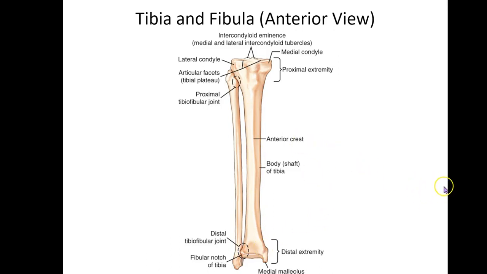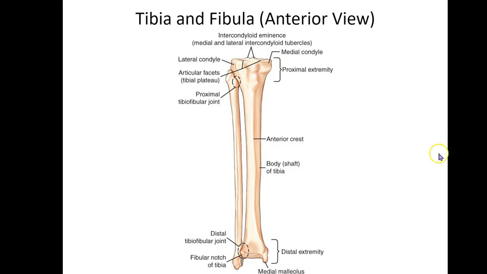The tibia is made up of 3 specific parts. So first you have this long, slender portion in the middle that is the body, and then you have the proximal and distal extremities. The proximal extremity of the tibia contains 2 condyles. And remember, condyles are large processes. You have your medial condyle and your lateral condyle.